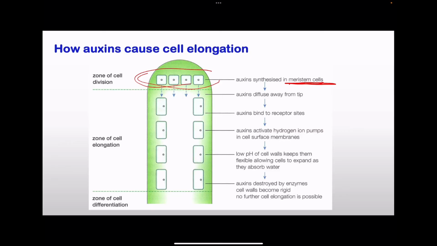As these cells mature, the indoleacetic acid or the auxins are going to be destroyed, the pH of the cell walls is going to rise, and the enzymes are going to be inhibited because the pH will not be optimum. So the microfibrils are going to form the bonds, and then the cell wall is going to become more rigid. So that is when we've reached a region of cell maturation.